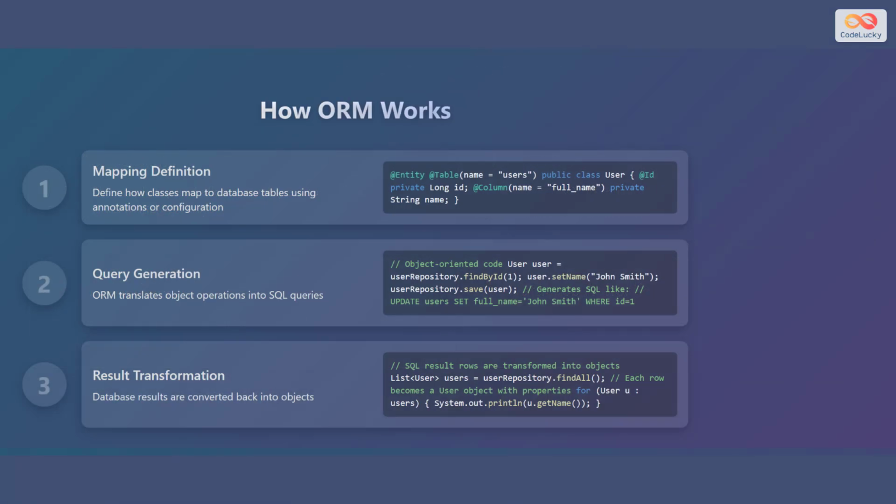Let's take a look at how object-relational mapping works behind the scenes. Step 1 is mapping definition. Here you define how your classes map to database tables, typically using annotations or configuration files. Step 2 is query generation. The ORM translates object operations like saving or retrieving data into SQL queries that the database can understand. The last step is result transformation. Once the database returns the results, the ORM converts those results back into objects that you can use in your code.